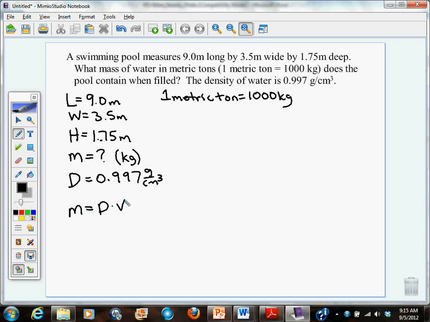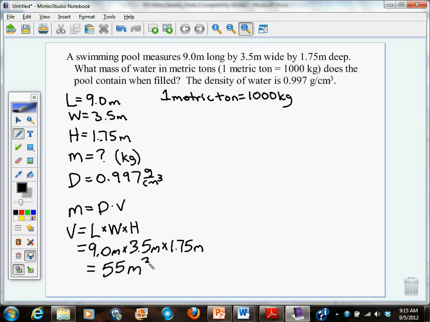All right, so when we go to find volume, volume is equal to length times width times height, which for us is going to be, our length is 9.0 meters times our width, which was 3.5 meters, times our height, which was 1.75 meters. Now when I multiply these together, I'm going to have to keep it to two significant figures. And multiplying that together, I get 55 meters cubed.